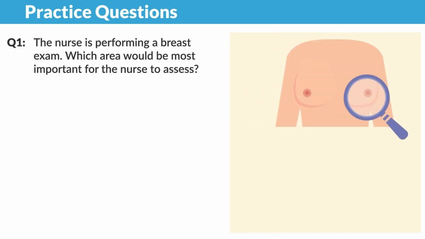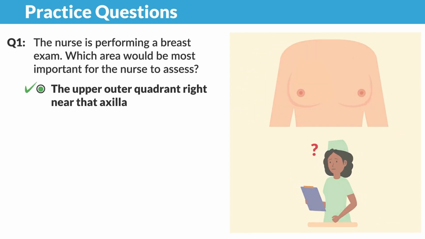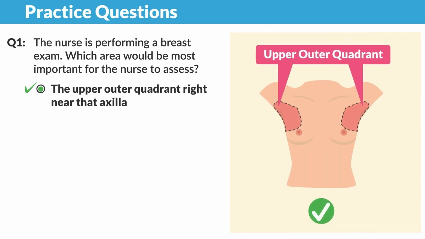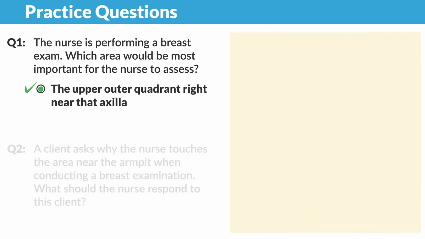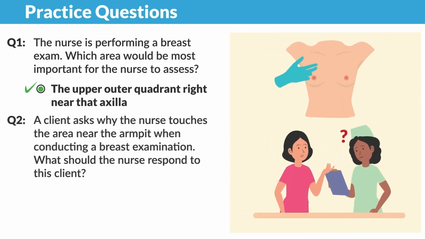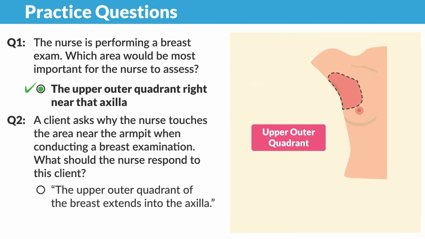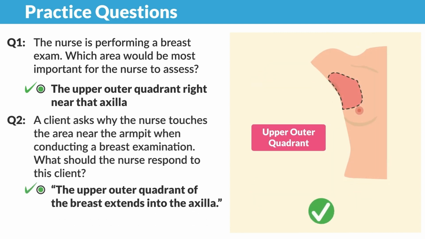Now for a few practice questions. Question 1, the nurse is performing a breast exam. Which area would be most important for the nurse to assess? The upper outer quadrant, right near that axilla. And question 2, a client asks why the nurse touches the area near the armpit when conducting a breast examination. What should the nurse respond to this client? Correct answer, the upper outer quadrant of the breast extends into the axilla.